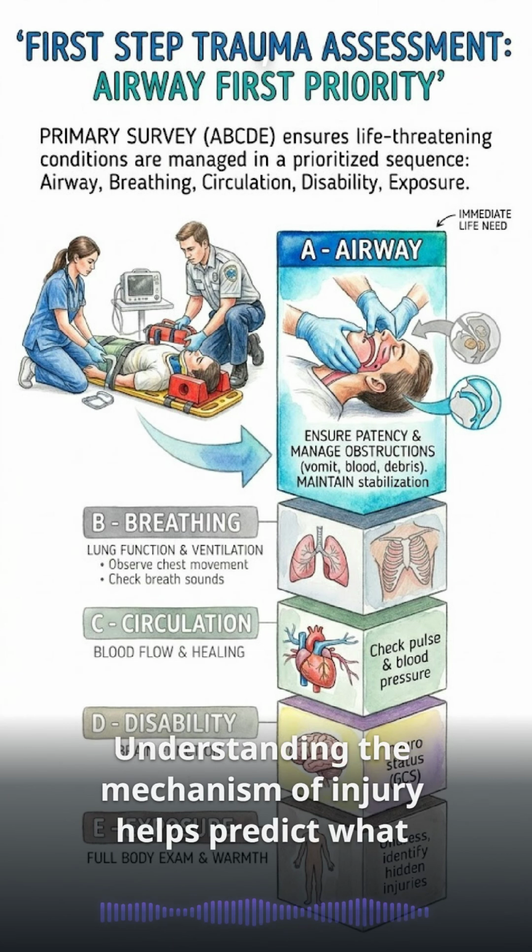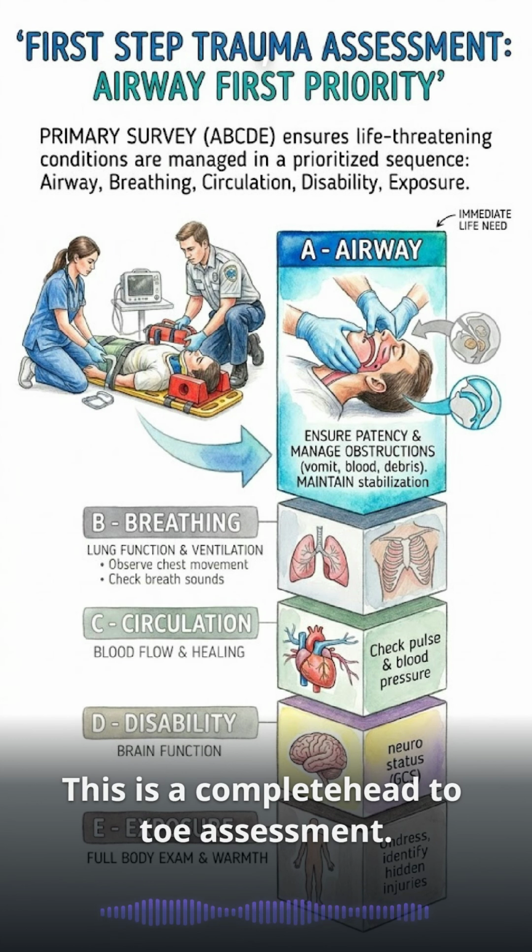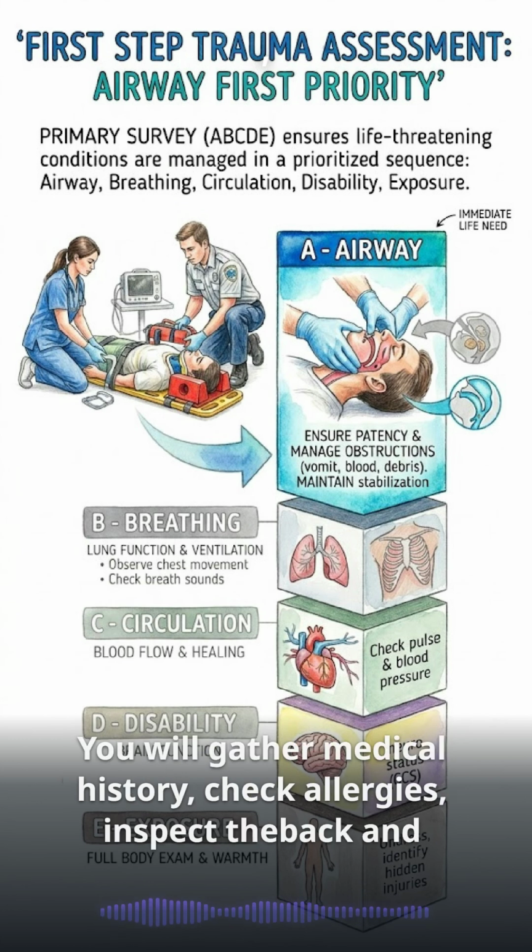Understanding the mechanism of injury helps predict what internal injuries may exist. Blunt trauma can happen during falls or car accidents, while penetrating trauma includes knife or gunshot wounds. After the patient is stable, nurses perform the secondary survey. This is a complete head-to-toe assessment. You will gather medical history, check allergies, inspect the back and spine, and look for injuries that may have been missed earlier.